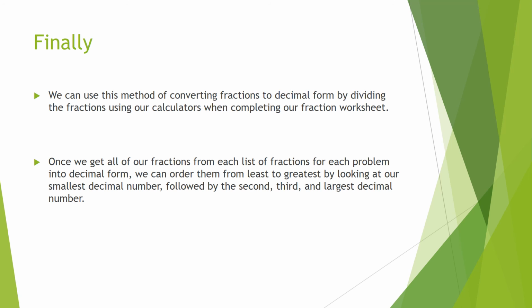Once we get all of our fractions from each list of fractions for each problem into their separate decimal forms, we can order them from least to greatest by looking at our smallest decimal number, followed by the second, third, and finally the largest decimal number.